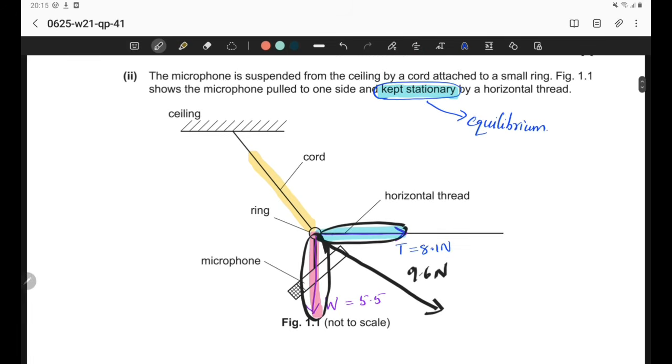So in order to make this microphone stationary, or not to go in the direction of this resultant force of the tension and weight, we have to apply an equal force in this cord. Then only we can keep it constant. So we should apply a 9.6 Newton equal force but in the opposite direction of the resultant force, in order to make the microphone stationary at that point without moving in the direction of the resultant force of the tension and weight.